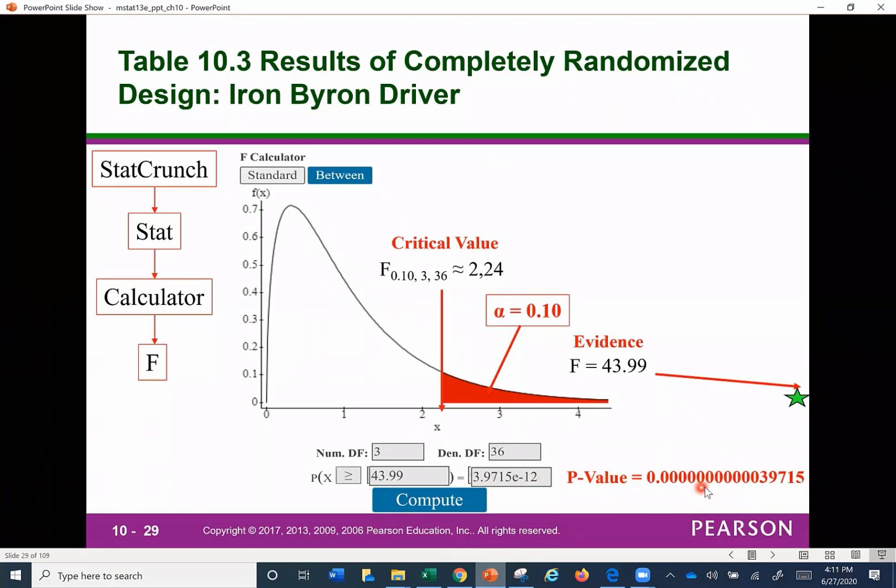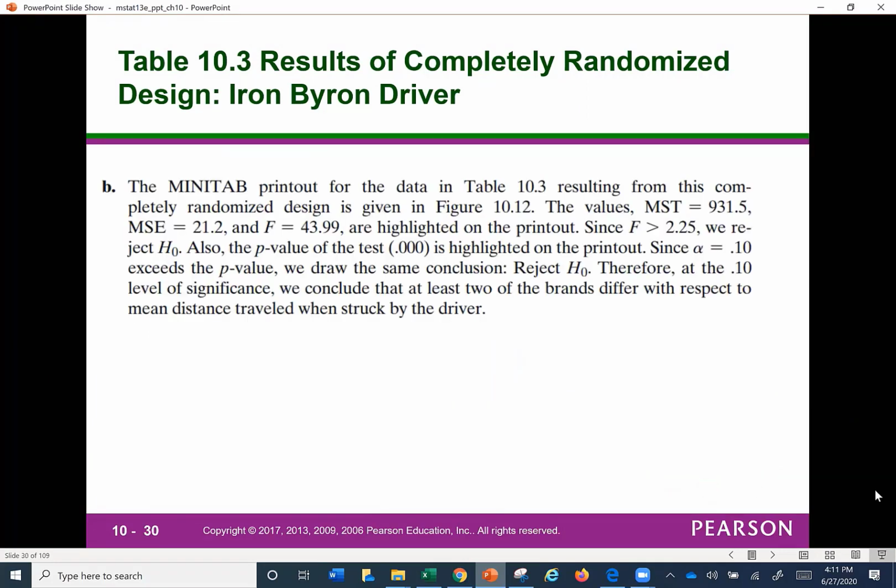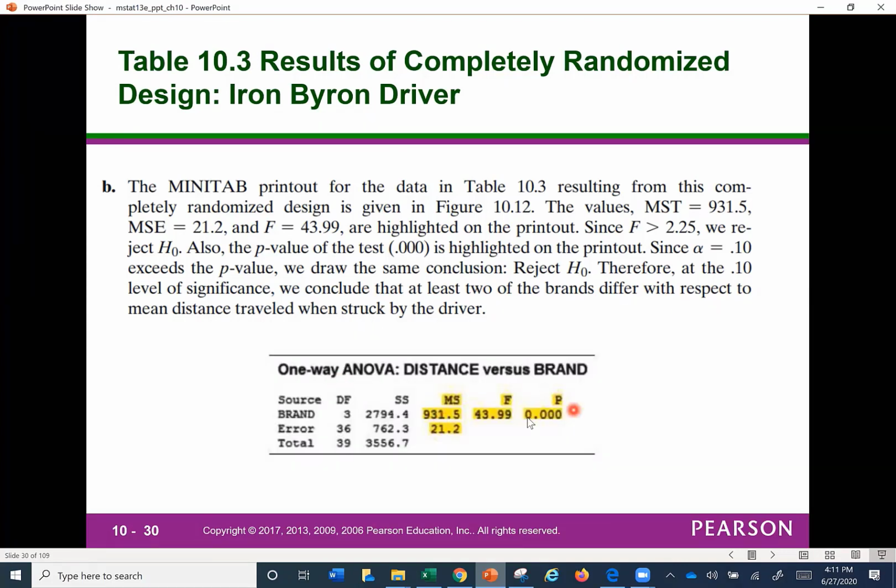When you round this value using only 3 decimals or 4 decimals or 5 decimals, this value is 0. And we reject the null hypothesis at the 0.10 level of significance, and we conclude that at least 2 of the brands differ with respect to the mean distance traveled when struck by the driver. That is our conclusion. We can obtain this conclusion only from the printout, looking at the p-value. If the p-value is 0, it's because my evidence falls far away from my expectation.